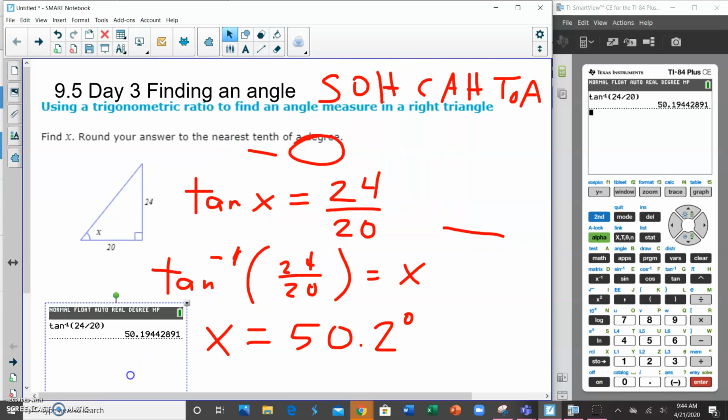All right. So there is how I find it. That's how I put it in my calculator. I'm going to erase this for later. All right, so 50.2 degrees.